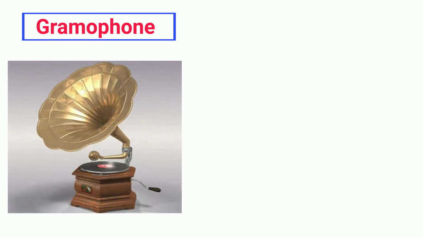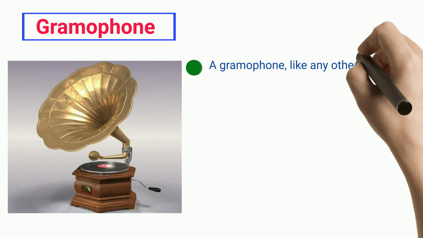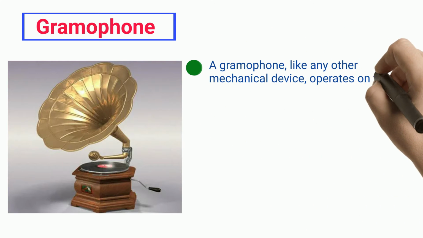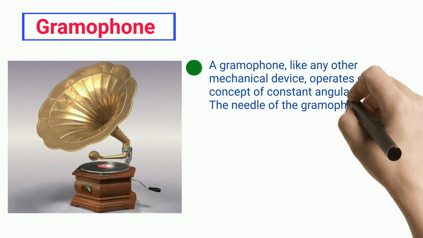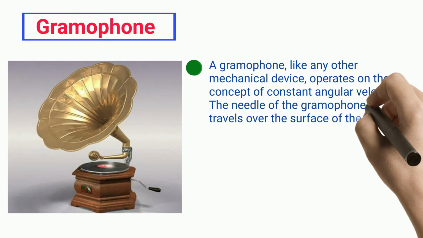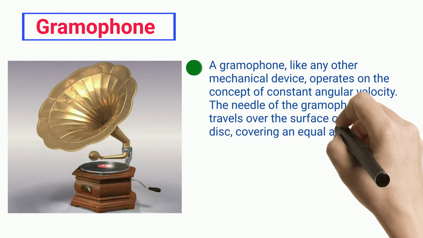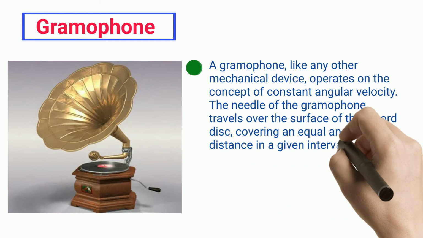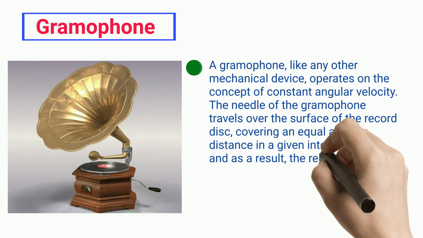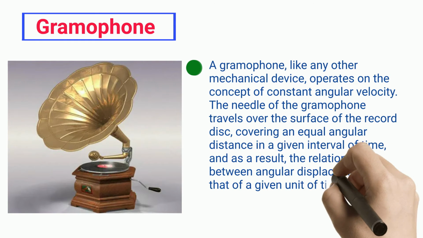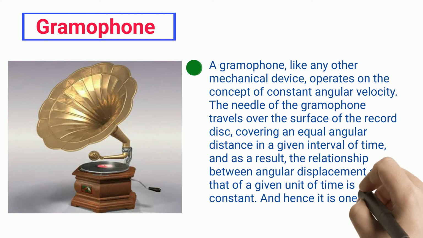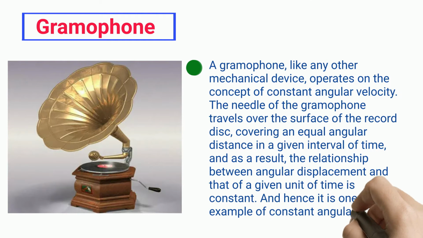Gramophone. A gramophone, like any other mechanical device, operates on the concept of constant angular velocity. The needle of the gramophone travels over the surface of the record disc, covering an equal angular distance in a given interval of time, and as a result, the relationship between angular displacement and that of a given unit of time is constant. And hence it is an example of constant angular velocity.